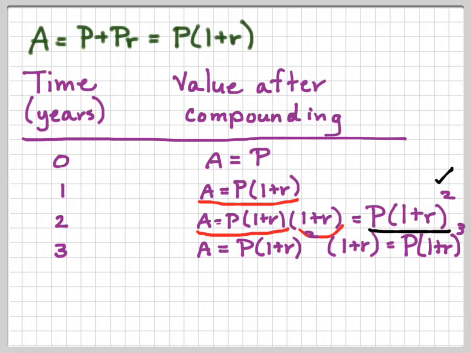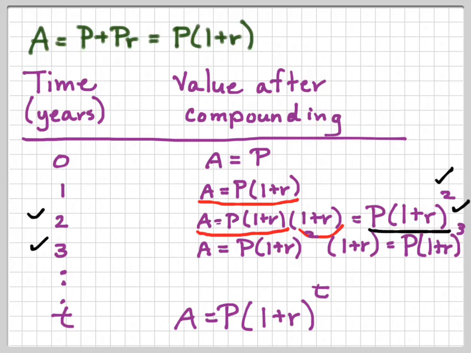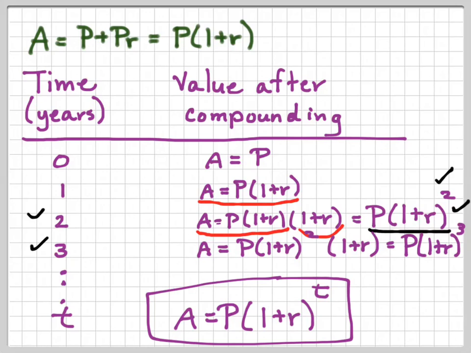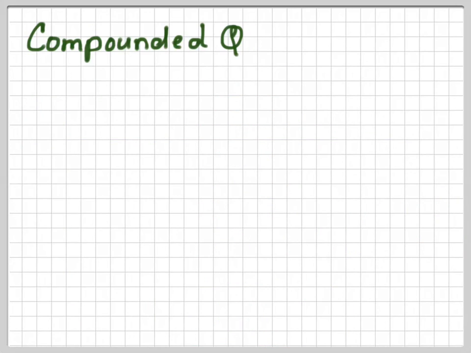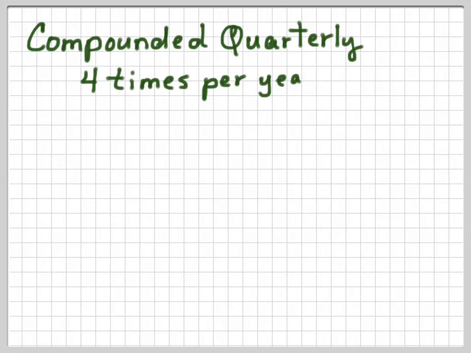The exponent on each one of these is the same as the year. So we can come up with a general equation for T years: A equals the original principal times 1 plus R raised to however many years there are, T. Now, that's in its simplest form, that's how it works.